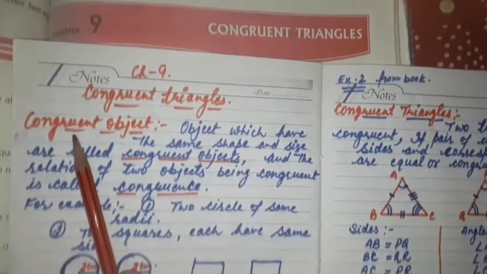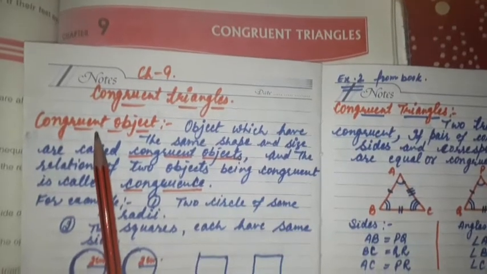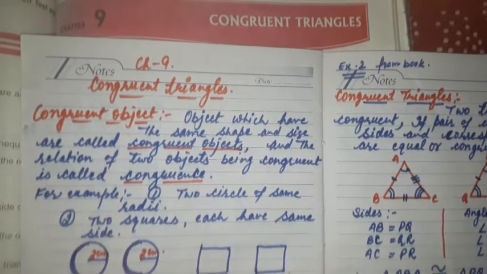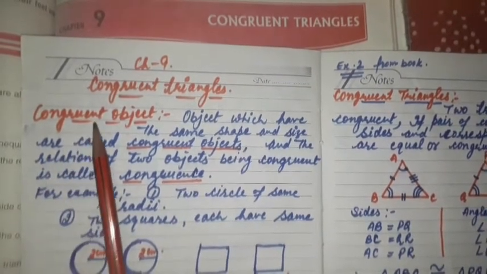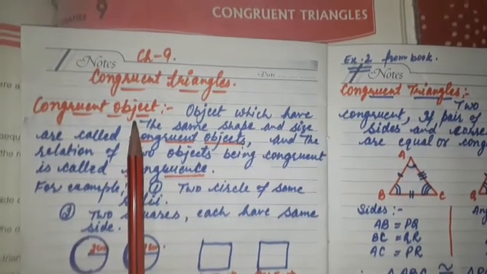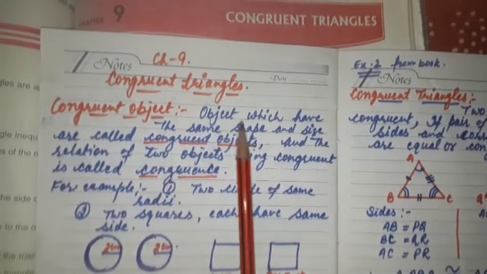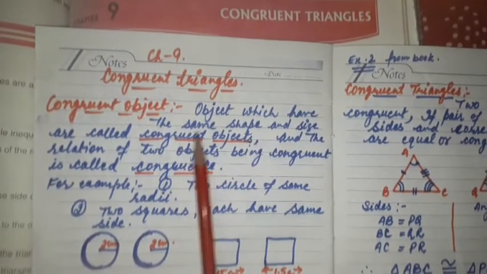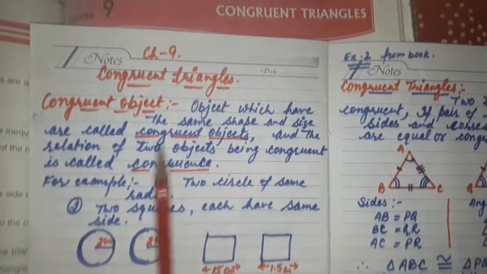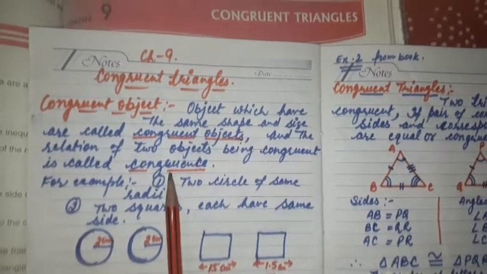What do you mean by congruent? Congruent means equal in all respects, either their size, shape, anything. That is the meaning of congruent. Congruent objects are those which are equal in all respects. So what is the definition here? We will read: objects which have the same shape and size are called congruent objects, and the relation of two objects being congruent is called congruence.